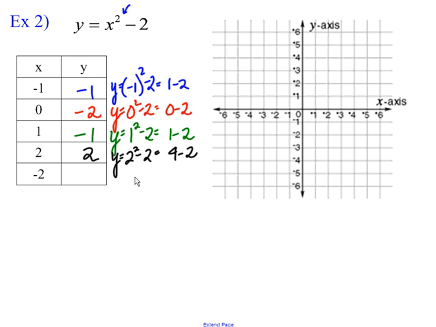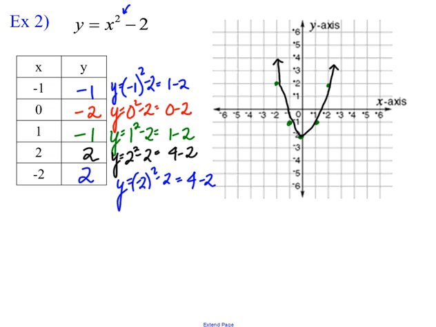And we'll do it one more time with -2. We'll take -2 and square it, and then subtract 2. So -2 squared is 4, and 4 minus 2 is 2. Okay, so let's plot these points. So we've got (-1, -1), (0, -2), (1, -1), (2, 2), and (-2, 2). Now that's not going to be a line, is it? This is our parabola that we were talking about earlier, right? So let's draw a parabola.